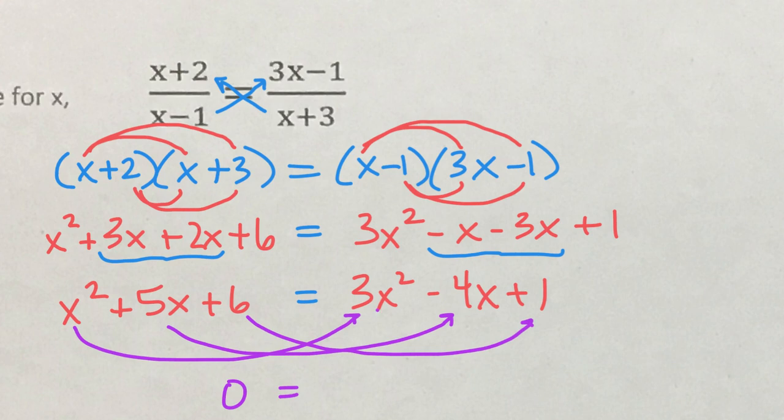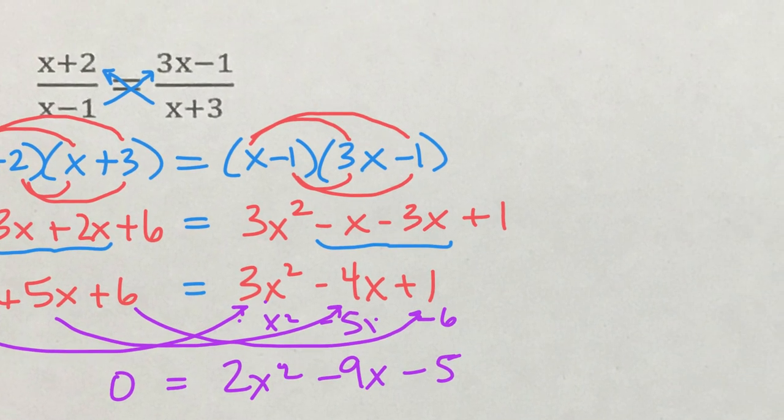So 3x squared minus 1x squared is 2x squared. Minus 4 minus 5x is minus 9x. And 1 minus 6 is minus 5. Okay, so this gives us our quadratic. And the one way we're going to solve a quadratic is by factoring.